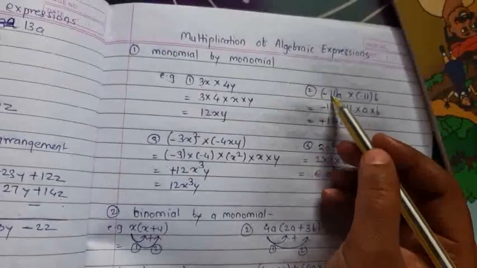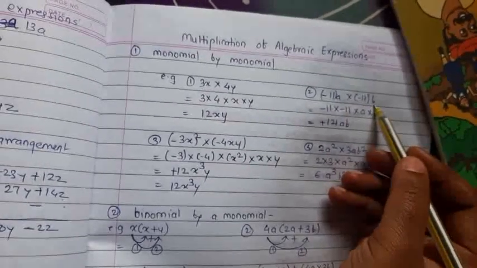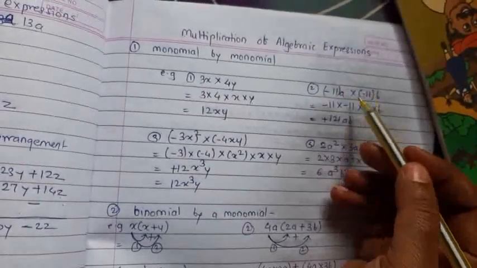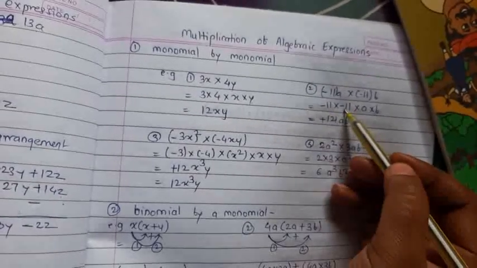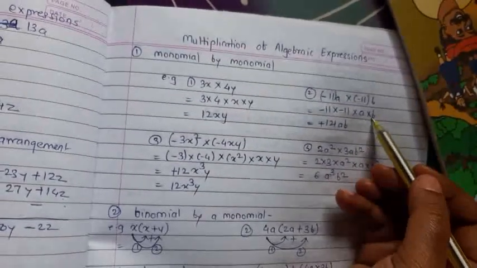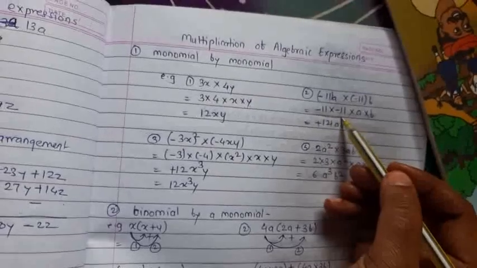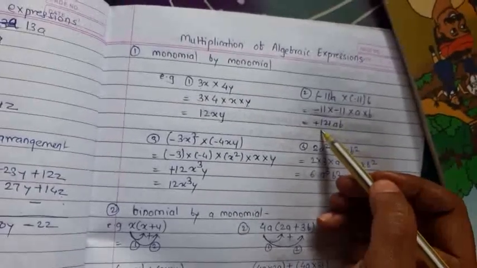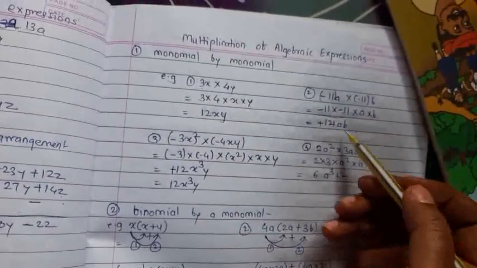Next is minus 11a into minus 11b. Here also take the coefficients together. Minus 11 into minus 11 into a into b. So this product, minus 11 into minus 11, is plus 121 into ab.